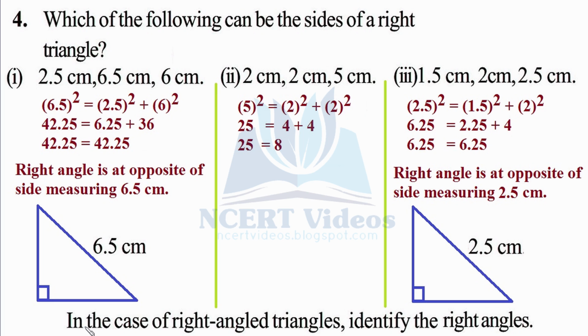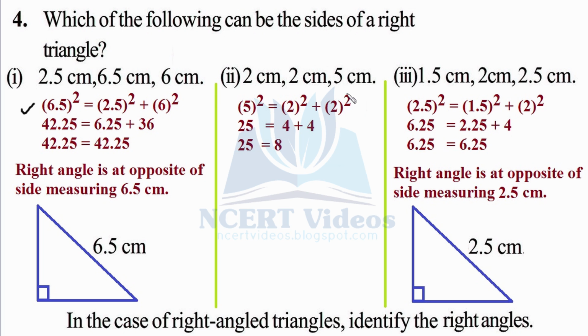Another part of the question was, in the case of right angle, which here we got, identify the right angles. So right angle will be opposite of its longest side. That is, longest side is 6.5 centimeter. So the same has been written here. So in this way, we will do rest of these parts.